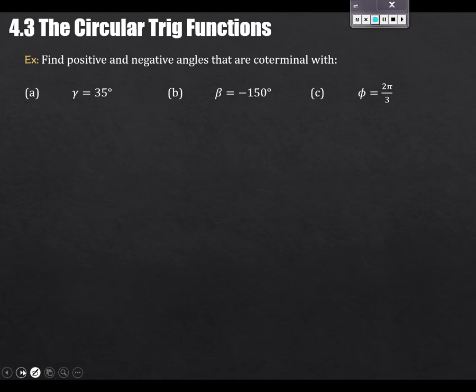This is gamma. We're going to learn some Greek along the way. That's gamma. Give me a coterminal angle to gamma. Negative 25 degrees. What'd you say? Negative 325. Okay, give me another one that's coterminal to 35.